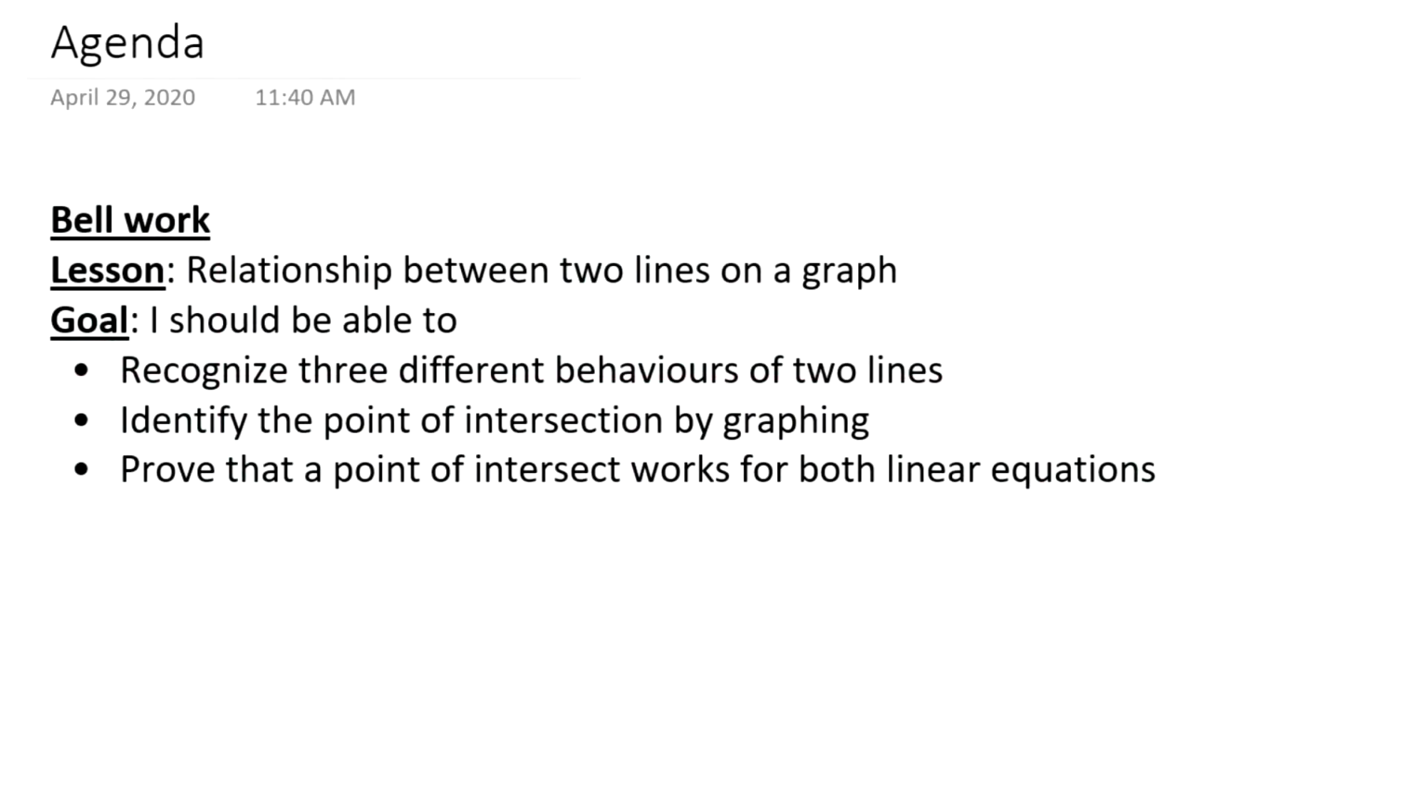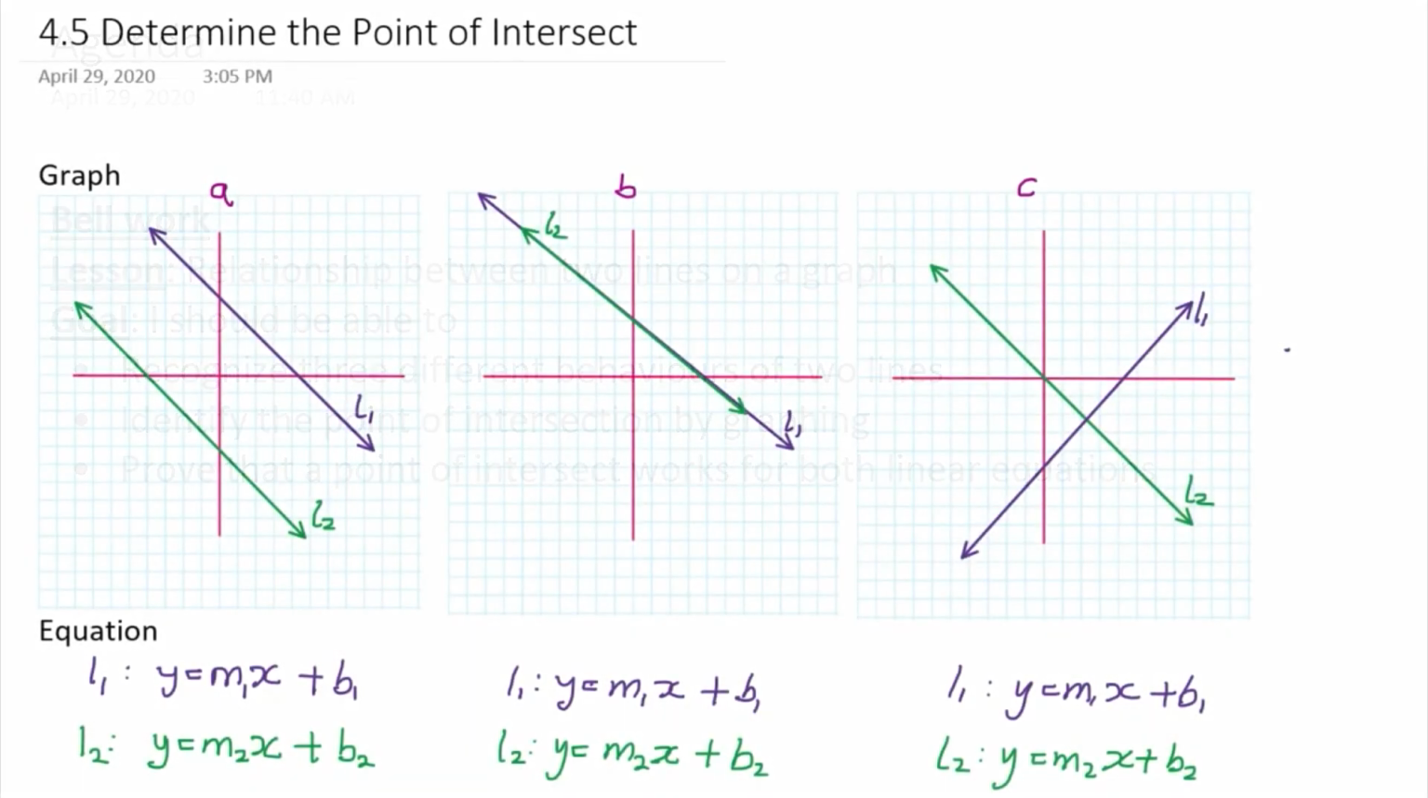Hello class again and welcome to this particular video, and in here we're going to look at point of intersect. And this is actually important because not only are we dealing with one line equation, but what if you're given two line equations? Like for example, looking at graph A, graph B and graph C, you see two different lines on each graph. You see line one, which is purple, and line two, which is green, and we see some interesting commonalities in each of those graphs and some interesting differences.